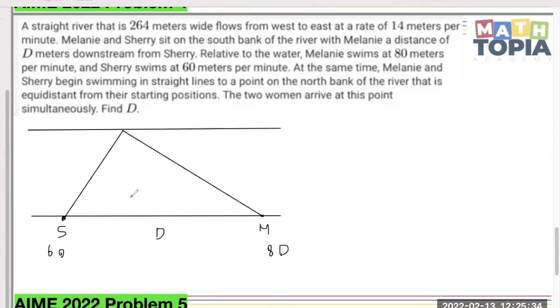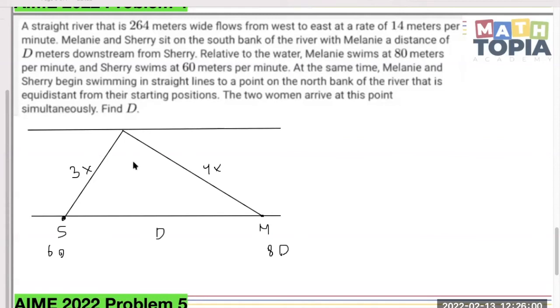And this is much more helpful to work with because we know that the ratio of this to this is actually 3 to 4, right? Because we have no current to worry about. Since they both complete this in the same amount of time, that means the ratio between them must be the ratio of their speeds, right? So Sherry swims 3/4 as much as Melanie because Sherry's only going 3/4 the speed of Melanie.